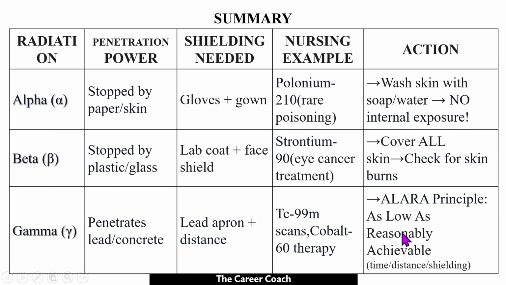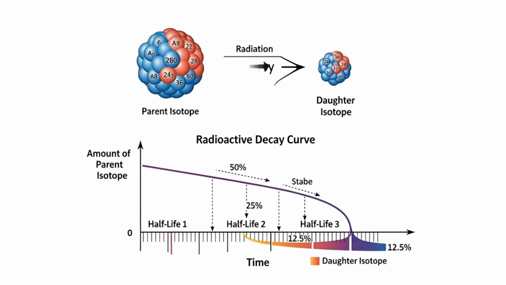What does the ALARA principle say? A as, L low, A as, R reasonably, A achievable. So the ALARA principle says all radiation must be as low as reasonably achievable. This ensures that you take note of the type of exposure, the time you give to the exposure, the distance to the exposure, and the shield with which the nurse practices with regards to exposure to radioactive elements.